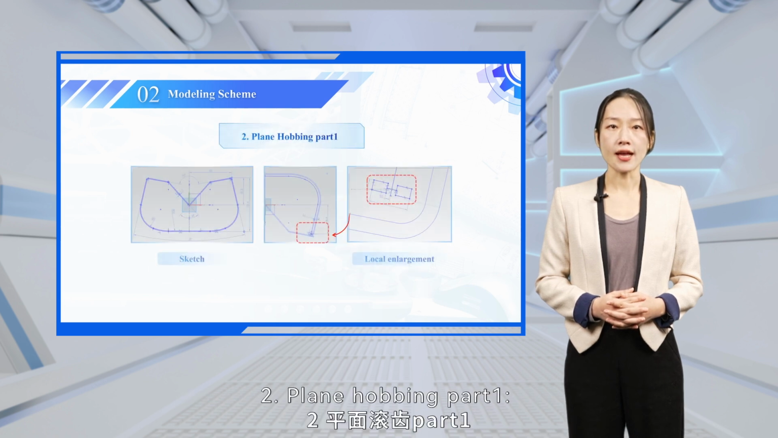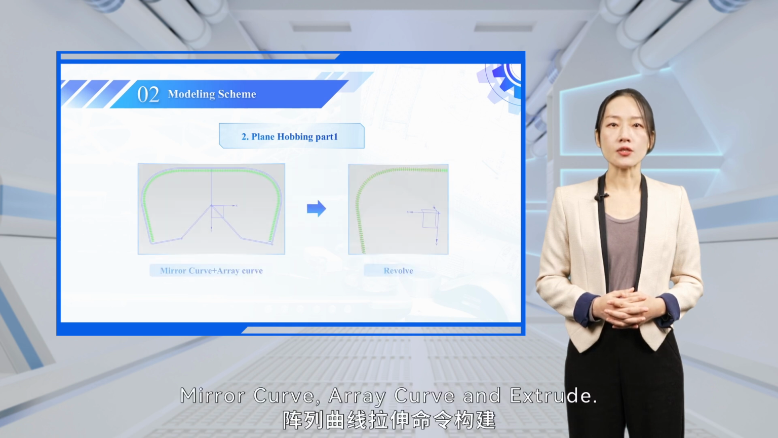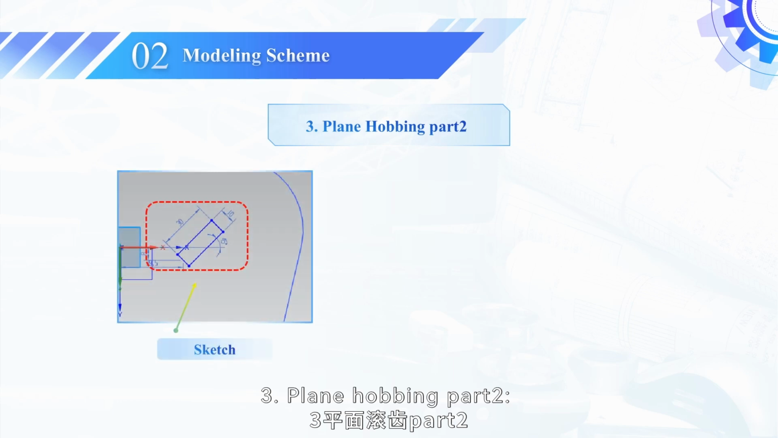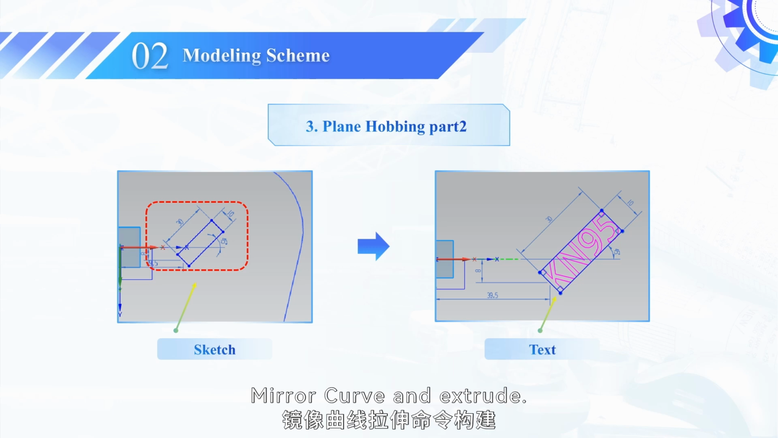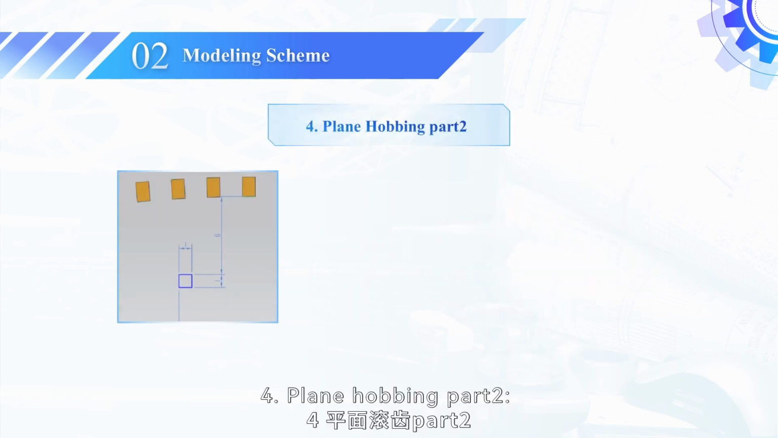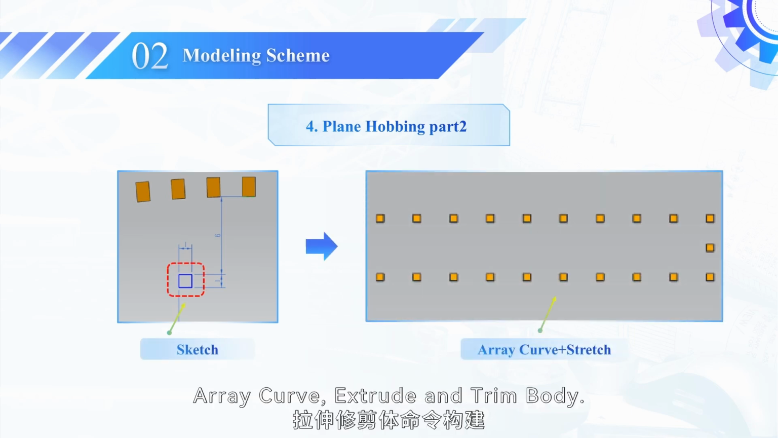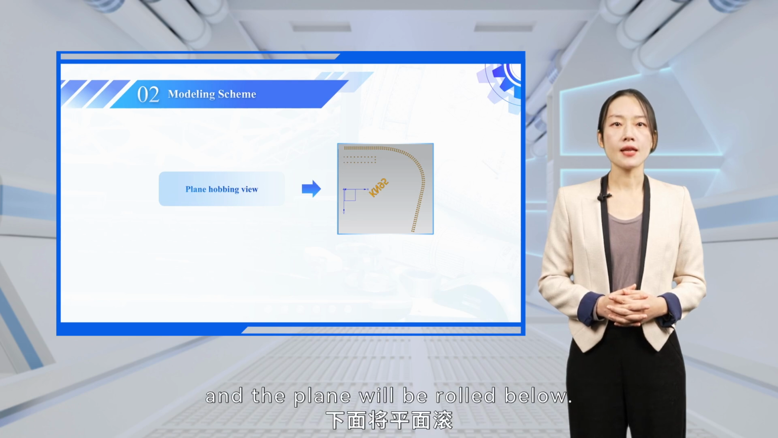2. Plane hobbing part 1, constructed using sketch, mirror curve, array curve, and extrude. 3. Plane hobbing part 2, constructed using sketch, text, mirror curve, and extrude. 4. Plane hobbing part 3, constructed using sketch, array curve, extrude, and trim body. The hobbing plane view has been constructed, and the plane will be rolled below.